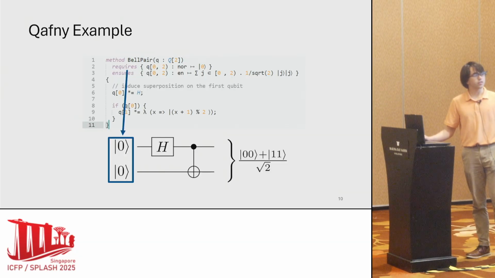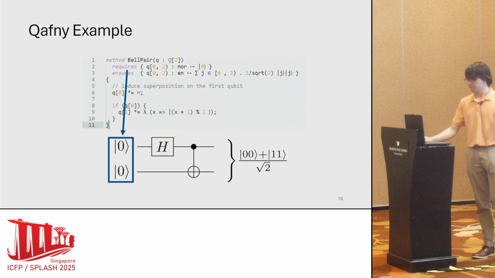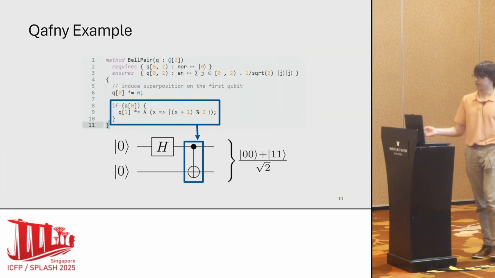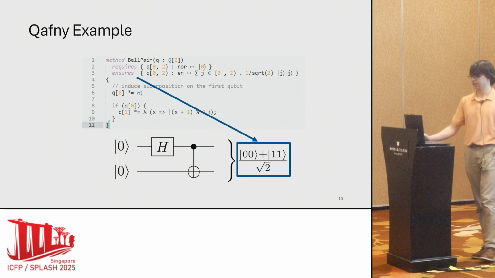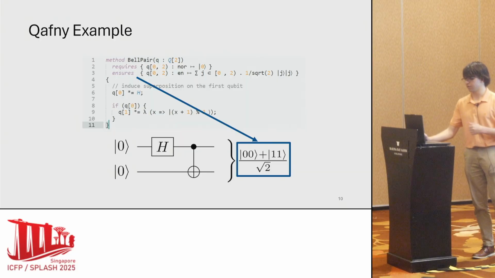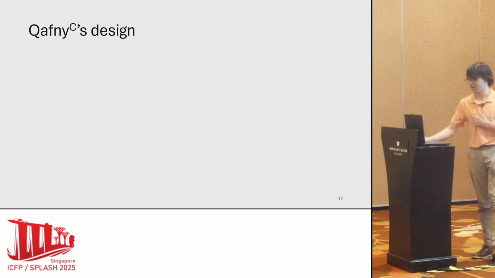We have a precondition requiring that the input to the program is ket 0, or is two ket 0s. We have a Hadamard gate application, then a controlled NOT, working from the first qubit onto the second, flipping the bit, and then finally ensuring the postcondition is 0, 0, or 1, 1, equally likely. This is the Dafny code it compiles down to. I don't expect you to memorize all of this, it's almost 220 lines.